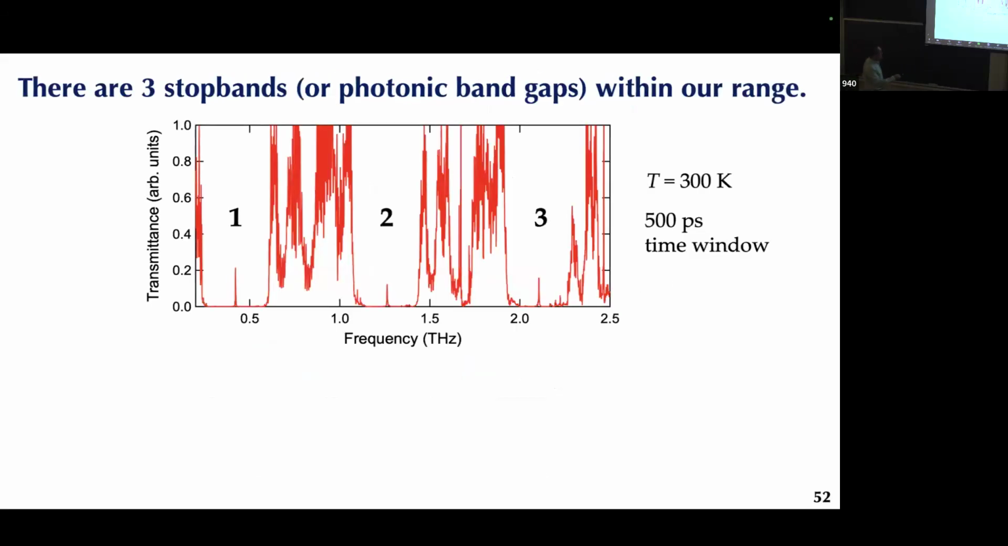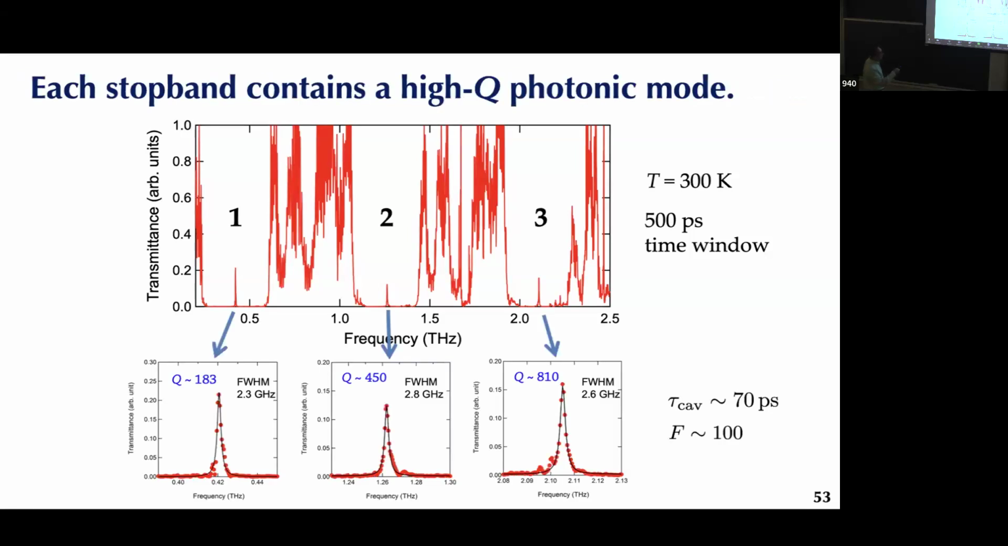So we work in the terahertz range. Within this range, we have three photonic band gaps, and within each photonic band gap, we have a very sharp resonance or photonic mode. The Q factor is between 100 and 1000. The frequency range is a few terahertz, and the line width is a few gigahertz. That's why the Q factor is on the order of 1000, up to 1000. The cavity photon lifetime is on the order of 70 picoseconds.